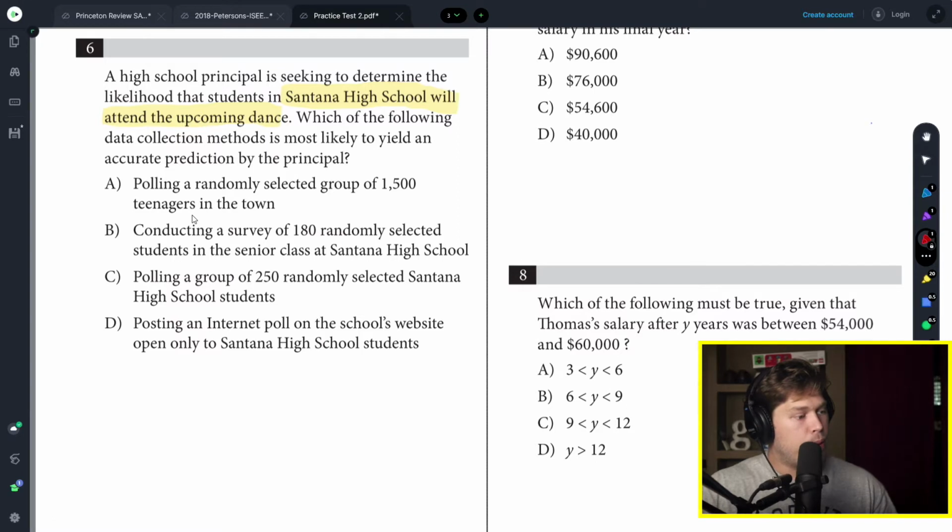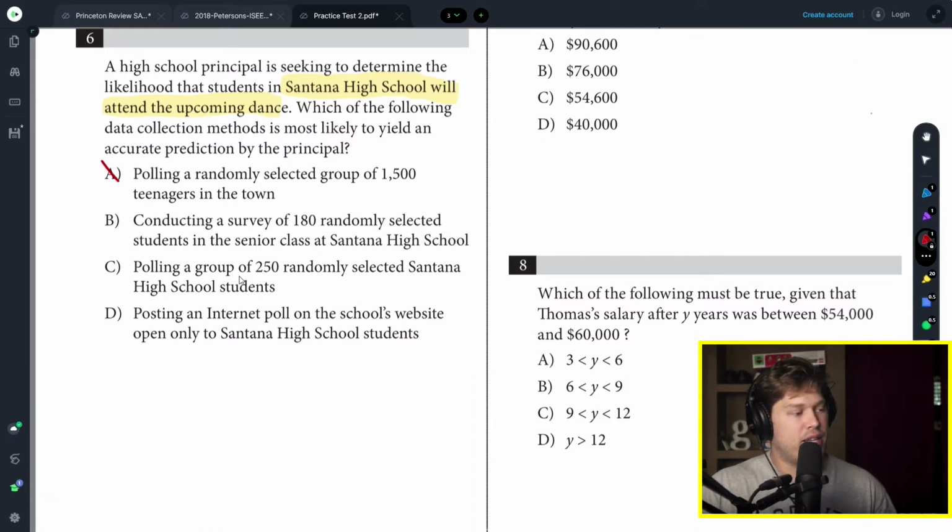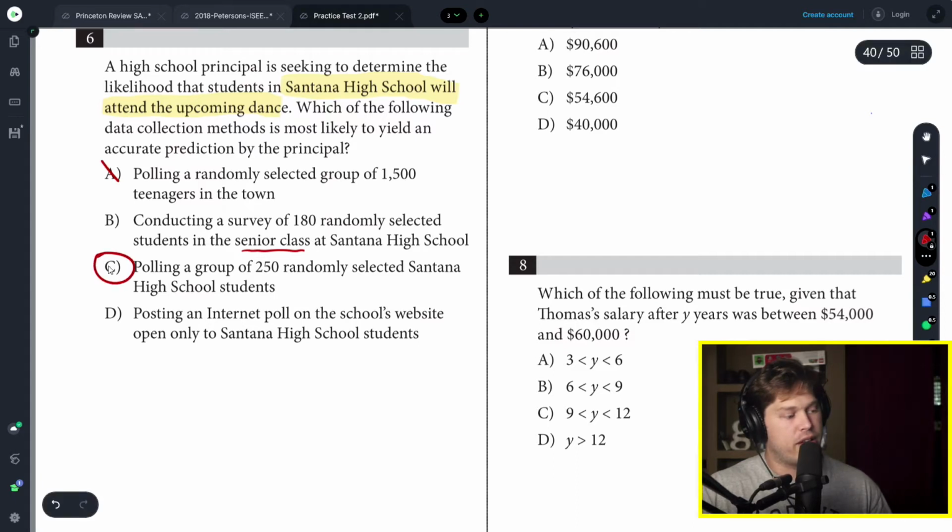Choice A, polling a randomly selected group of 1,500 teenagers in town. That's not going to work. We need to ask students at the school, not just random kids. Choice B, conducting a survey of 180 randomly selected students in the senior class at Santana High School. So this is only asking the senior class. We would prefer to have everyone in the school asked, or a portion of everyone. Choice C, polling a group of 250 randomly selected Santana High School students. Okay, that sounds accurate.